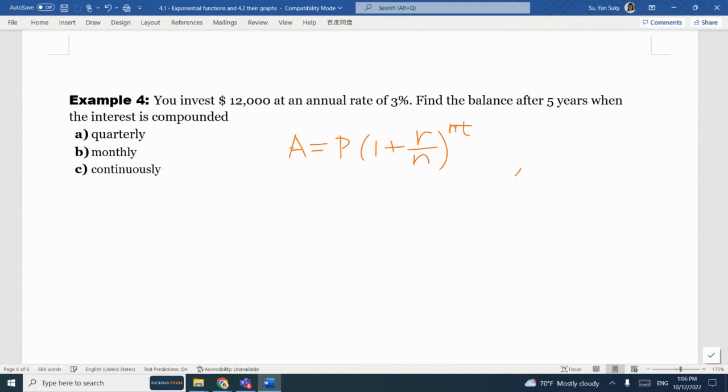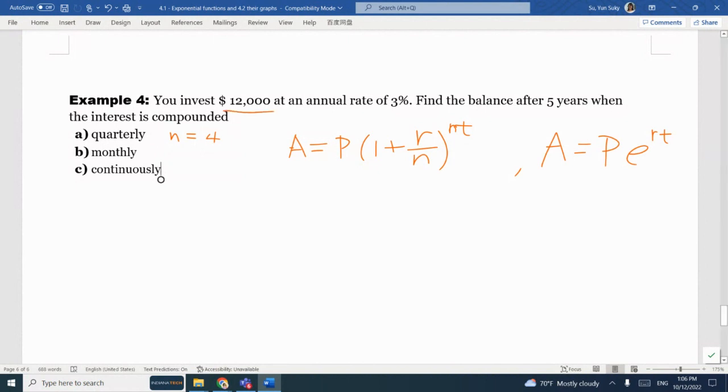If the compounding is continuous, we have the formula A equals P times e to the RT. So those are the two different formulas. Okay, first one. Quarterly, what is the N? 4, exactly.